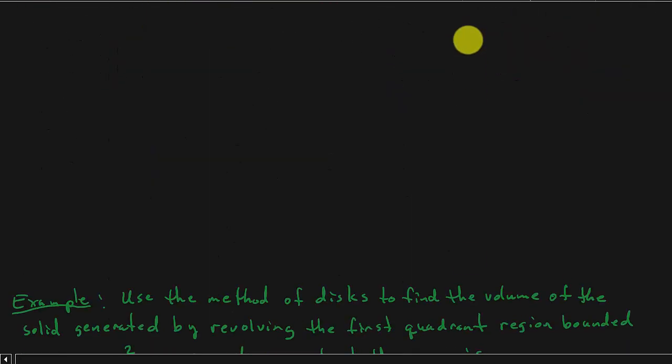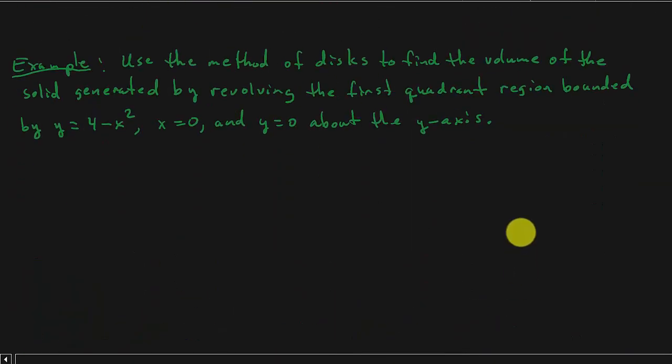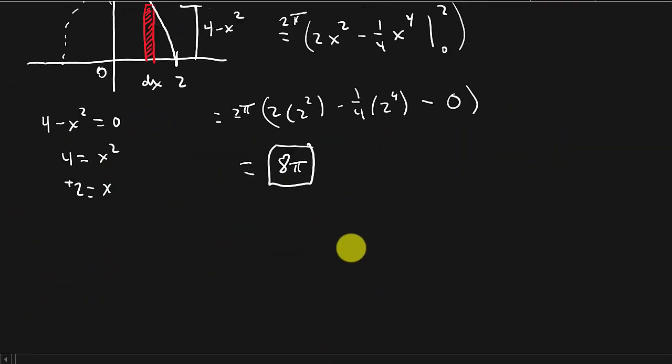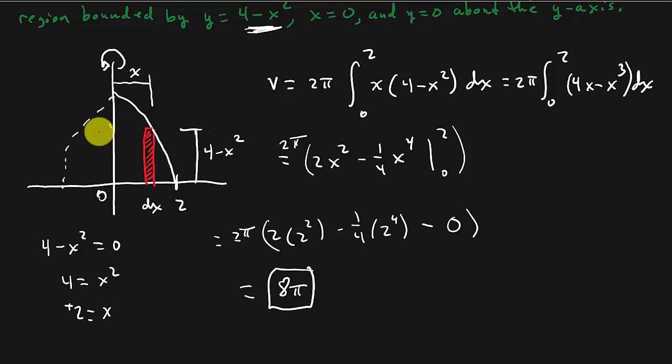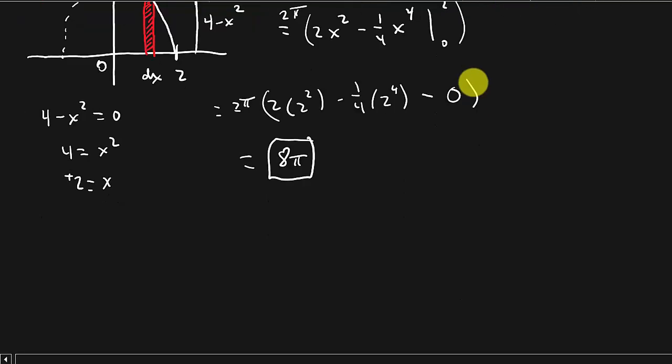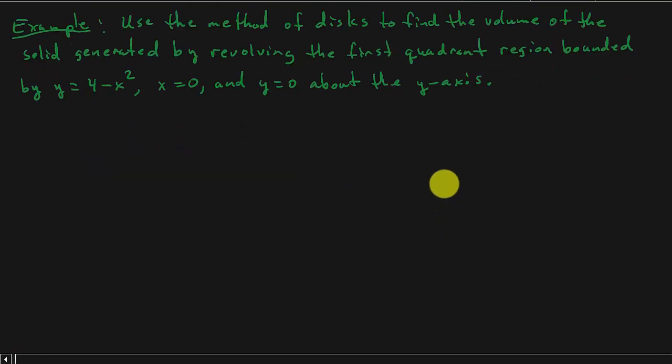So let's see what the next one is. Use the method of disk to find the volume of the solid generated by revolving the first quadrant region, the same thing, about the y-axis. So we're actually going to do the same problem, but we're going to use the disk method instead of the shell method. And let's see the difference. Why would we want to use shell method instead of disk method? Because typically the disk method tends to be a little easier to set up. But let's take a look at that.